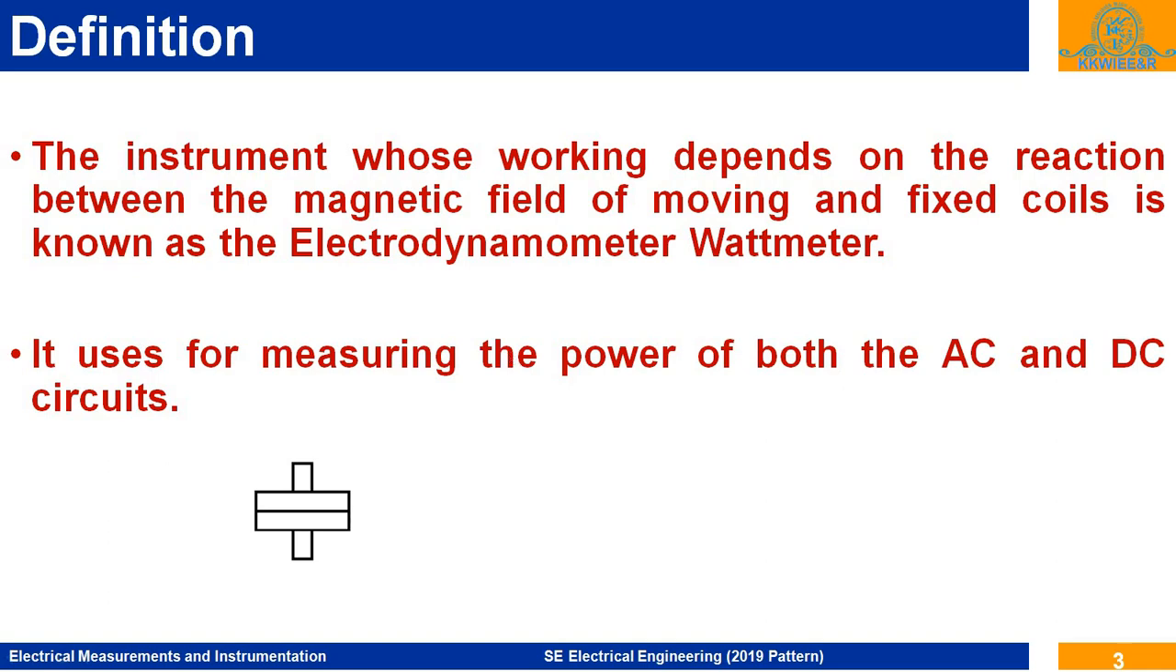This you learned in the moving iron type instrument, how it can be used for both AC and DC circuits. On the same principle, this wattmeter is also used for both AC and DC circuit power measurement. The symbol for wattmeter is shown by this diagram. These are the fixed coils and this one is a moving coil. So this is the symbol for dynamometer type wattmeter.